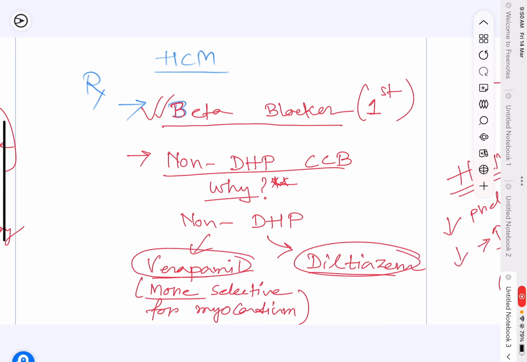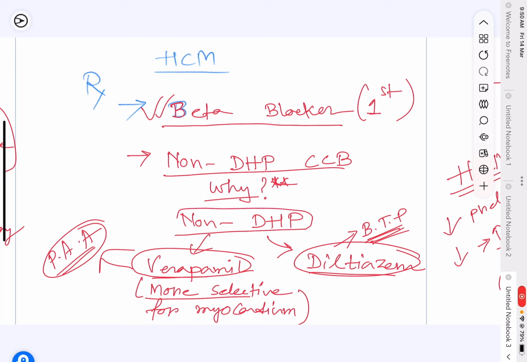The verapamil is more selective for myocardium. Verapamil comes under phenylalkylamine. In short, I am writing phenylalkylamine. And diltiazem comes under benzothiazepines. So phenylalkylamine and benzothiazepine, these are the two categories of drugs within the non-dihydropyridine. Verapamil is more selective, which is the phenylalkylamine. Diltiazem is intermediate between verapamil and the DHP calcium channel blockers.